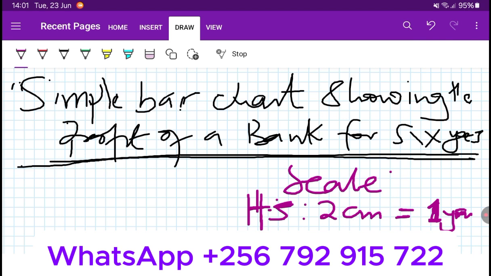Then we go to the vertical scale. We don't need to interpret the scale for the horizontal scale because these are just years.